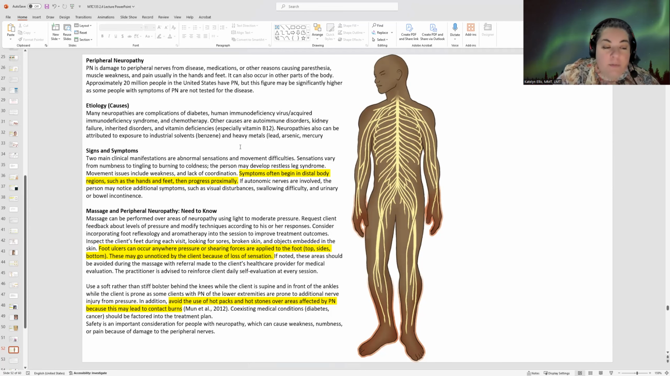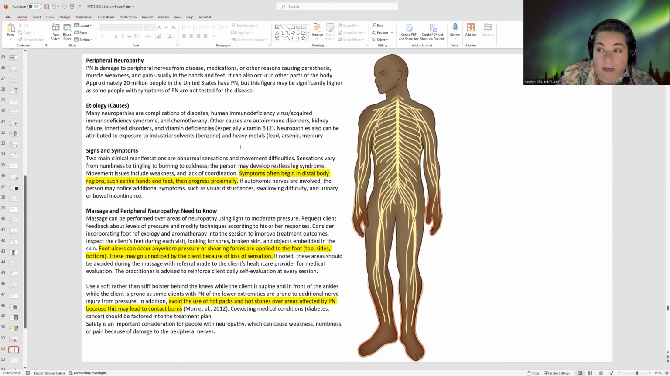Now, you can perform massage over areas of neuropathy. I know a lot of times, when you're beginning, they're like, never touch the feet of diabetics, but you can use light to moderate pressure. You need to talk to them and you need to inspect your client's body. You need to inspect their feet, especially if they're diabetics. Look for sores, broken skin, objects embedded in the foot.